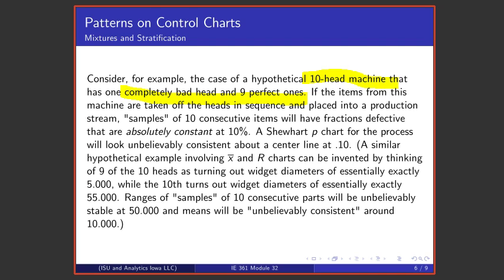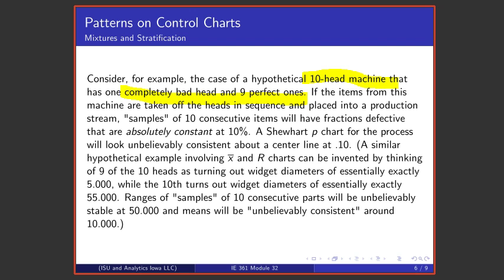If one naively took one item made by each head at a time period and made what one thought was a p-chart, one would get consistently 1 out of 10 bad, 1 out of 10 non-conforming, 1 out of 10 non-conforming. One would have a p-chart that ran right down a center line at p of 0.1.